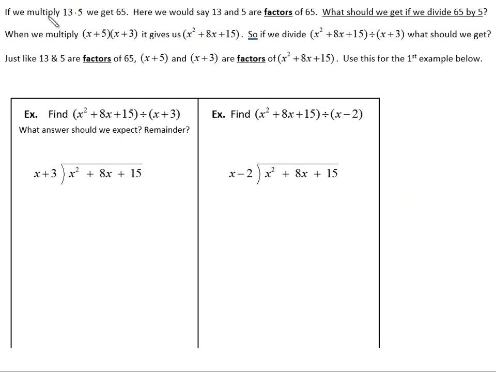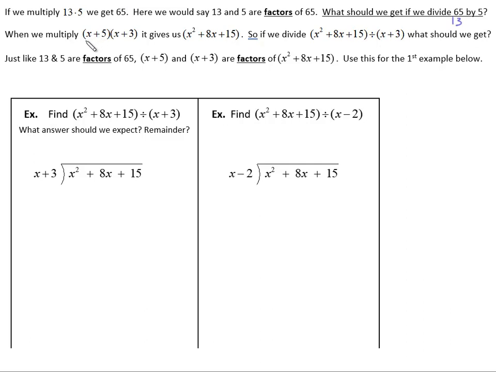Okay, so let's say if I were to multiply two numbers, 13 and 5, and we get the product of 65. Here we could say that we now know 13 and 5 are factors of 65. They're the two numbers we can multiply and get 65. So if I knew 13 times 5 gave me 65, what answer should I get if we divide 65 by 5? We should get 13 back, right? The other factor.